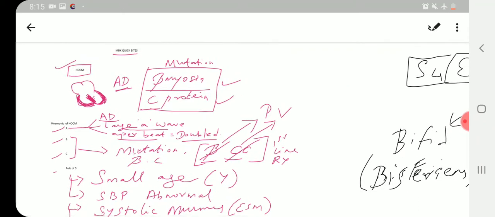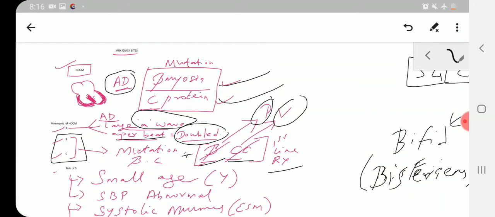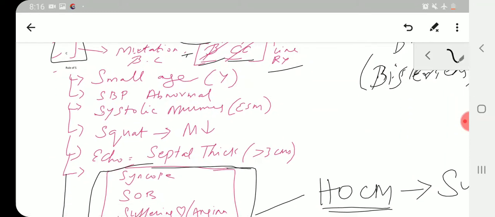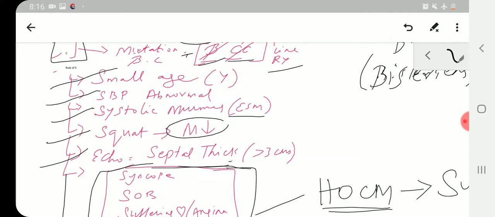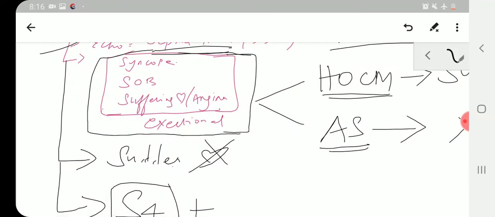Again to repeat, HOCM key points to know: it's autosomal dominant, large A wave is seen, apex beat is doubled. The role of B and C is beta myosin and C protein mutation plus beta blocker and calcium channel blocker, which are propranolol and verapamil, the first line treatment. And then comes the rule of S: small age, systolic BP abnormal, systolic murmur that is ejection, squatting reduces the murmur, in echo you will see septal wall thickness, more than 3 centimeter, and then exertional symptoms, syncope, shortness of breath and angina. This exertional symptom can cause sudden cardiac death, and S4 heart sound is present.